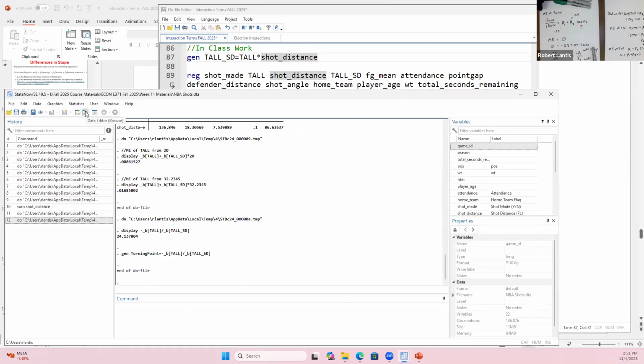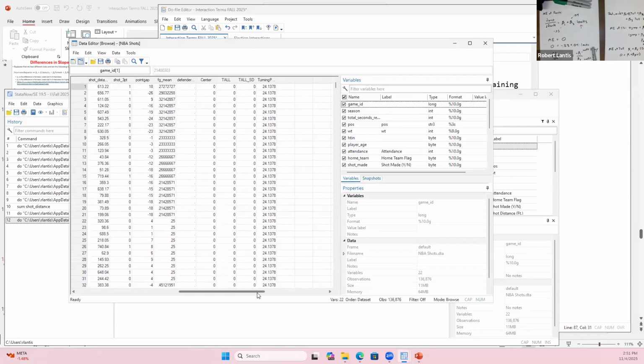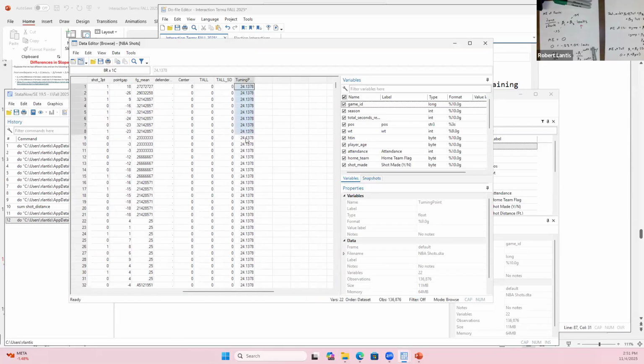Now, if I looked at every player in this data set, I could create this new variable where I had this turning point, and I could compare that to where the shot distance was and actually see if the player was tall and back out whether or not there was actually a positive or negative effect. We're not going to do that. It's much more in depth than we need to do, but that is something that we could do, right?